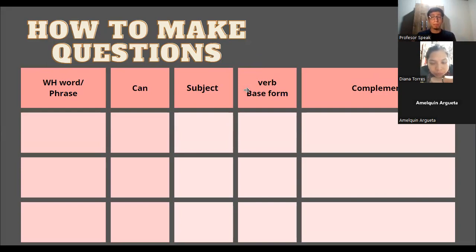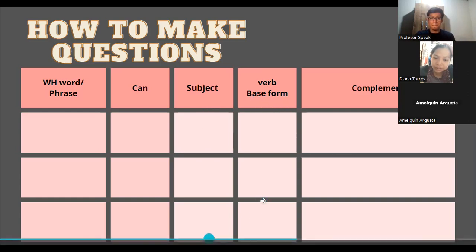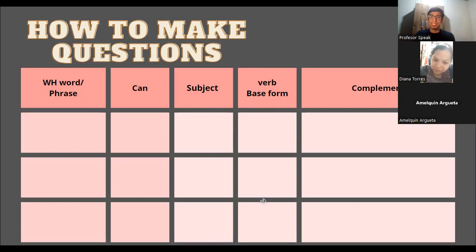And what is the base form of the verb to be? Am, is, are, no. They are conjugated depending on the subject. What is the base form of the verb to be, guys? Are? No, that is, no. Are is only for you, they, we. So that is not the base form because it's not for all the subjects. It's only for certain subjects.